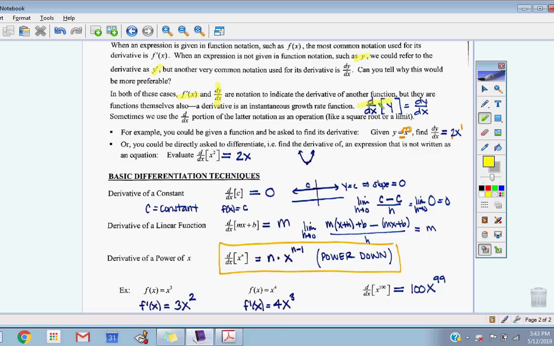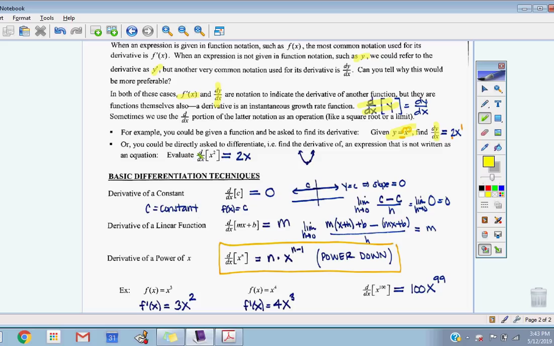Or like this right here, basically means take the derivative of y with respect to x, which is the same as this right here. So you might be given y equals x squared and be told to find this. It's just a fancy way of saying find the derivative. It does come out to 2x, which we'll talk about in just a second. I don't want that to confuse you.